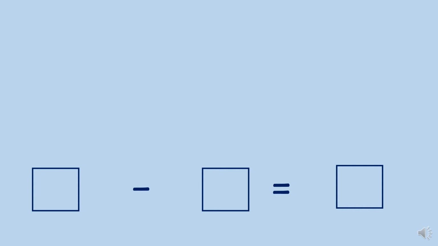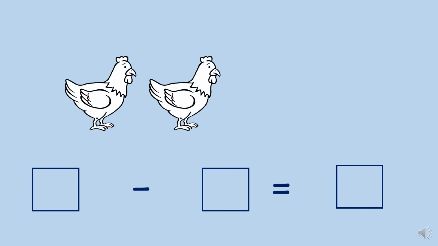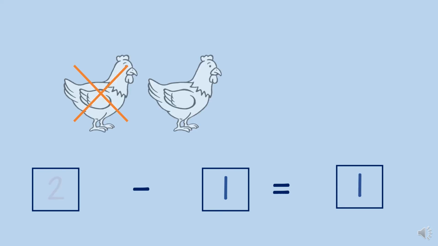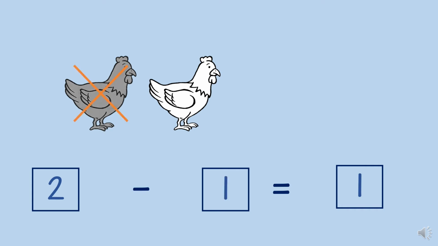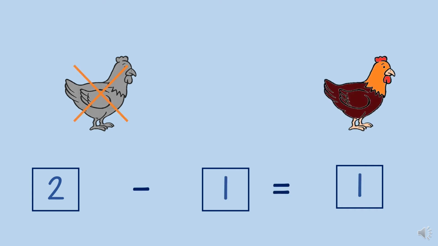We have here chickens. How many chickens are there? Let's count. 1, 2. 2. Let's take away some chickens. 1. Let's write down 1. Now, how many chickens are left? 1. Very good. Let's write down 1. 2 minus 1 equals 1.